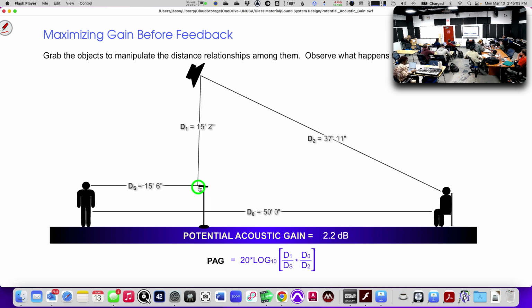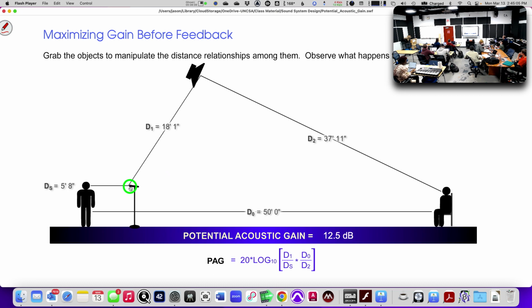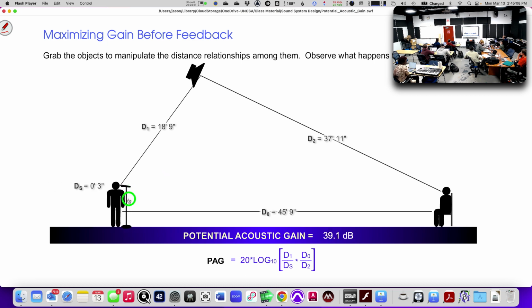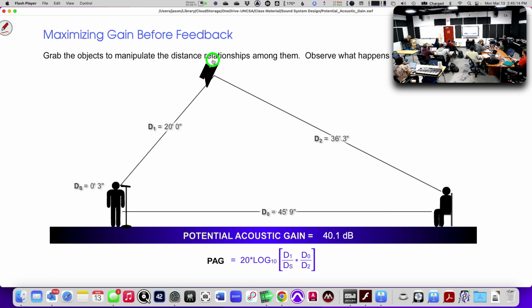But what if we do this? What if we move the microphone and get them really close? Oh, look at that. We can get almost 39, almost 40 dB of gain. Let's see if I can get it up to 40 if I just tweak, right? So if I move things around, I can make this better.